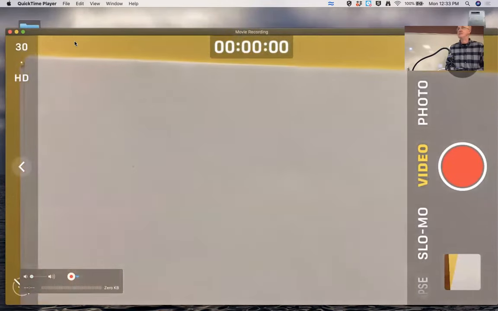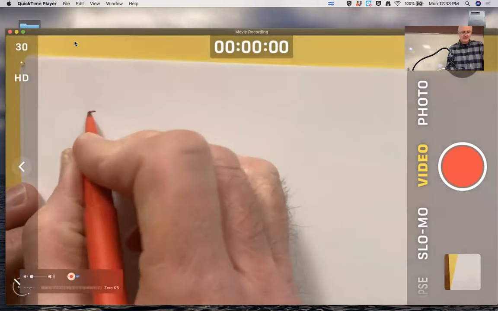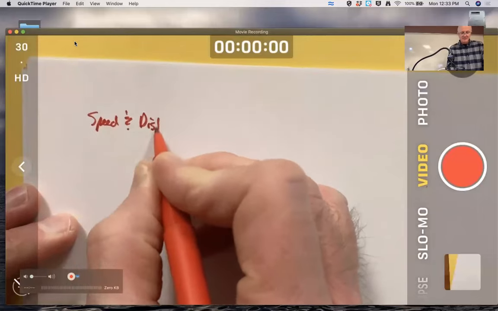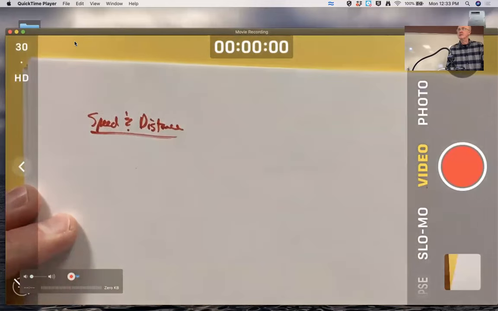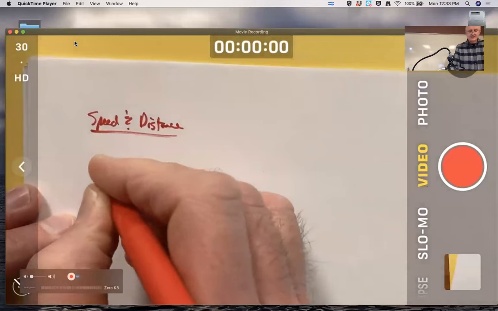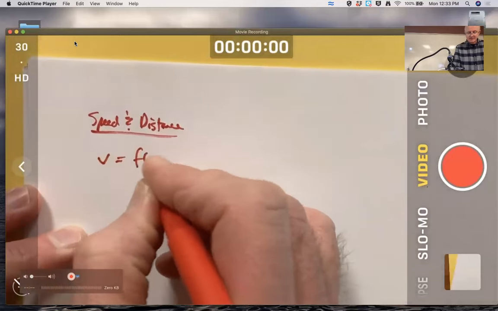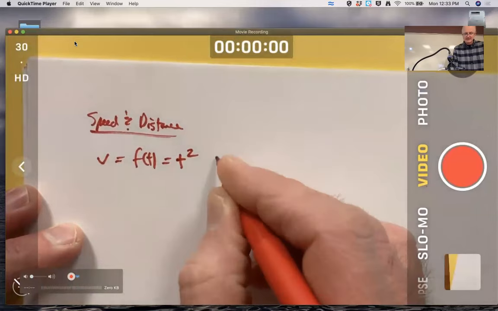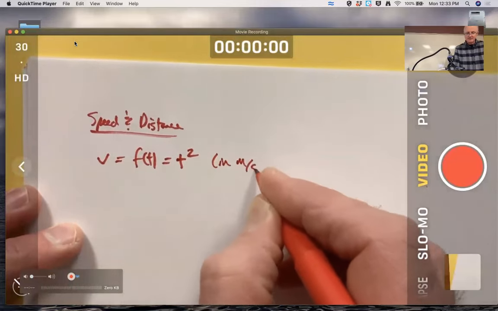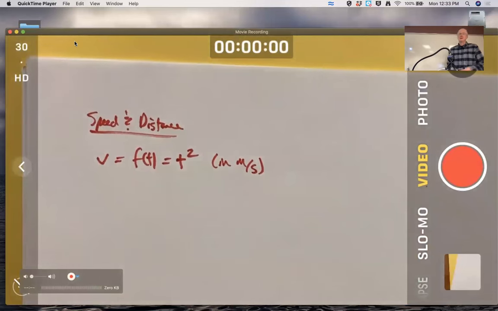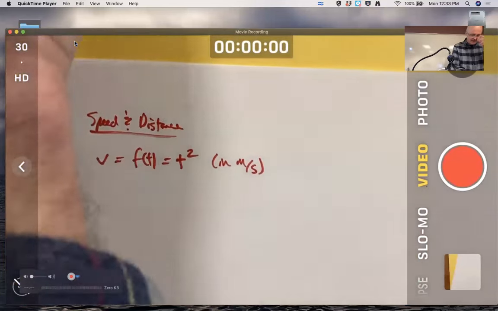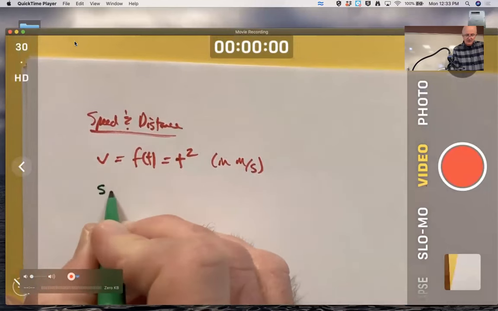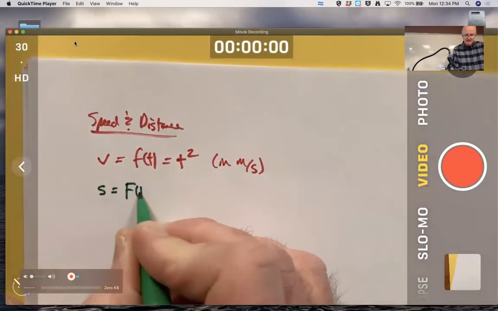Okay, so let's go back to our example from last week, the example of speed and distance, where we're given the speed and we want to find the distance traveled. Let's use the same example. It's a fairly simple example. The speed is little f of t equals t squared, say in meters per second. Same example as last week. And the distance traveled from time 0 to time t, we'll call S, is capital F of t.